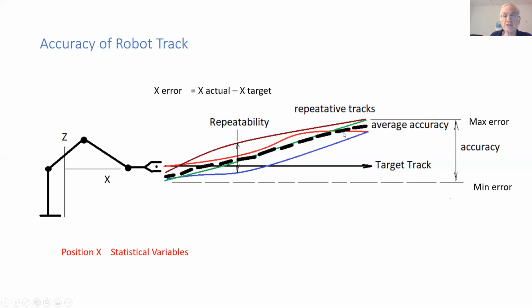We could linearize non-linear functions such as this by taking the maximum error divided by the total travel, which will give us the slope of this linear line, which we can use then in a controller to calibrate the position and remove the deterministic error. We cannot remove, however, the statistical error, which is the repeatability.